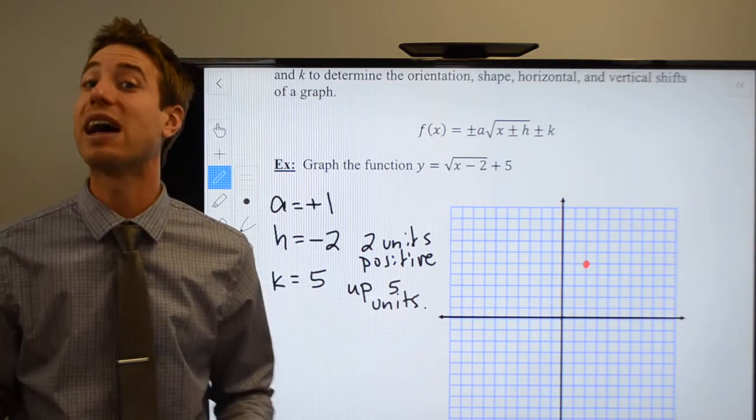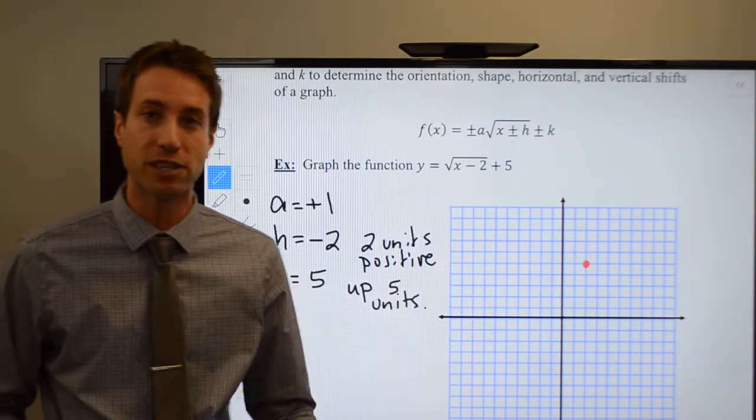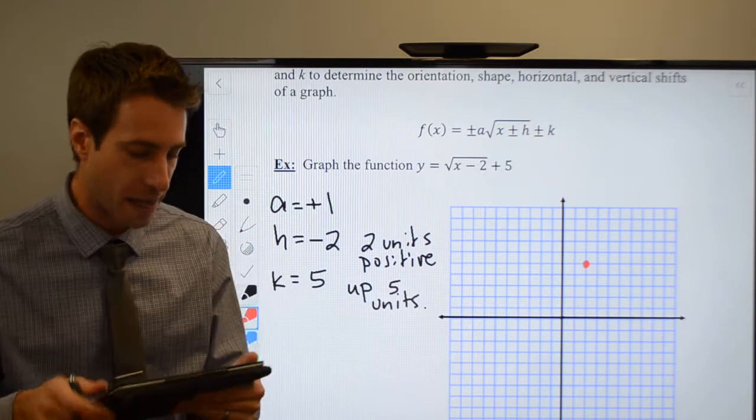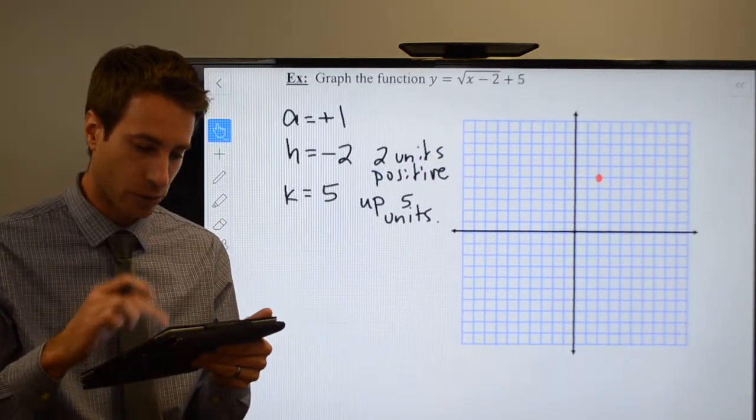Now, to find the rest of the points that you need to graph this function, you're still going to need to set up that x, y table. So here we go.